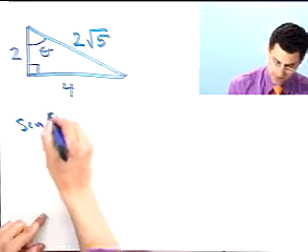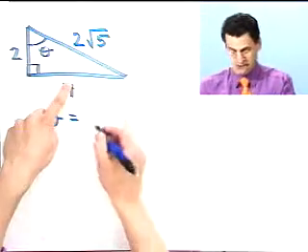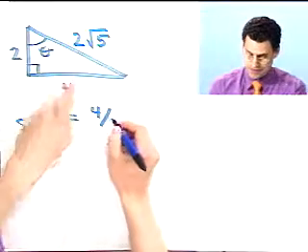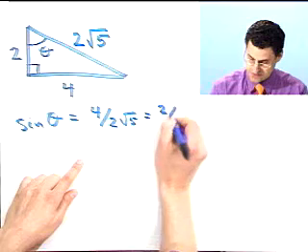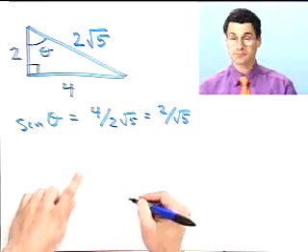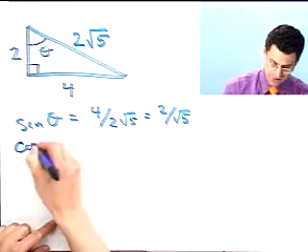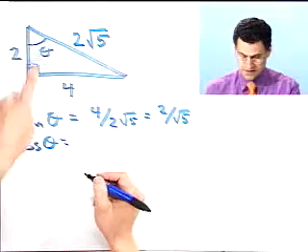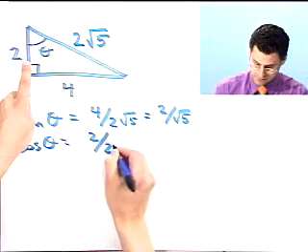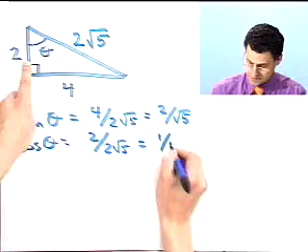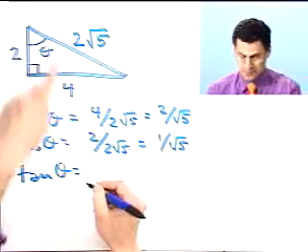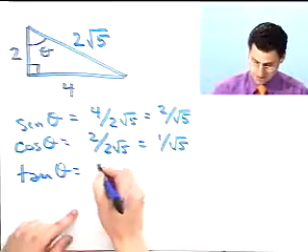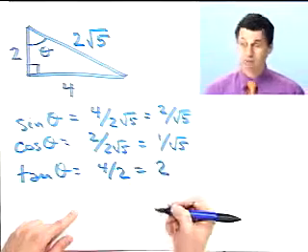Great. Well, now I can just rip through all the trig functions. So sine of theta, that's opposite 4 over hypotenuse, 2 square root of 5. So I can cancel a little bit and see just 2 on top over the square root of 5. What about cosine theta? Well, that's adjacent over hypotenuse, which is just 1 over the square root of 5 after you cancel. Tangent would be opposite over adjacent, 4 over 2, which is just 2.